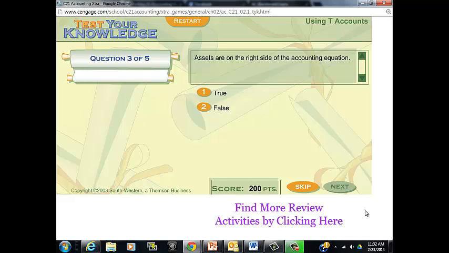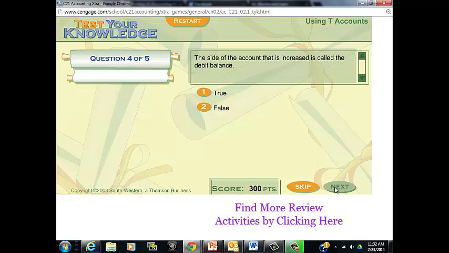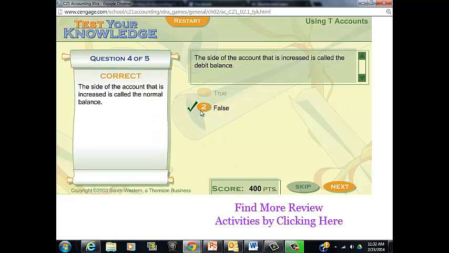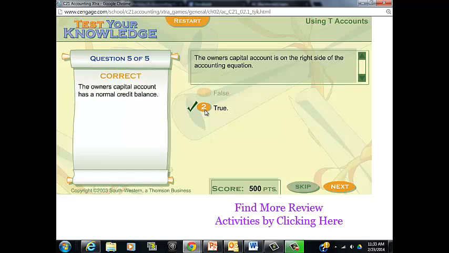Assets are on the right side of the accounting equation. Remember, assets equal liabilities plus owner's equity. The answer is false. The side of the account that is increased is called the debit balance. False. It is the normal balance side. The owner's capital account is on the right side of the accounting equation. True.